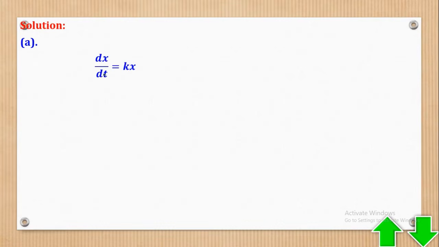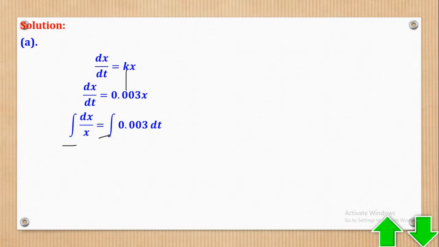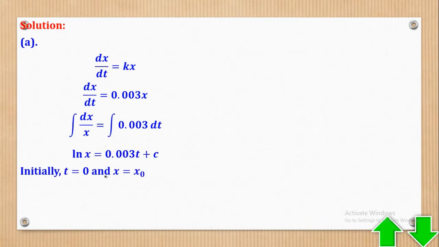So that is a differential equation, but they told us that k is equal to 0.003, so come and substitute for k. And this is a separable differential equation, so separate the variables and put integrals on both sides. Then when I integrate, this is that and this is that, plus the constant of integration. So initially t is equal to 0 and x is equal to x naught.